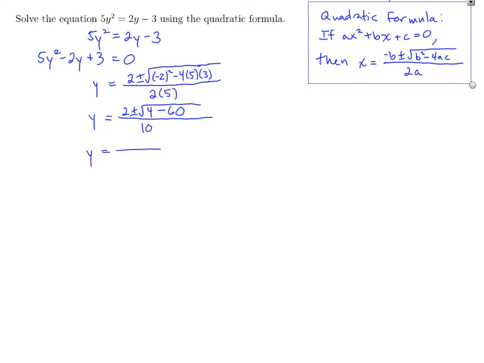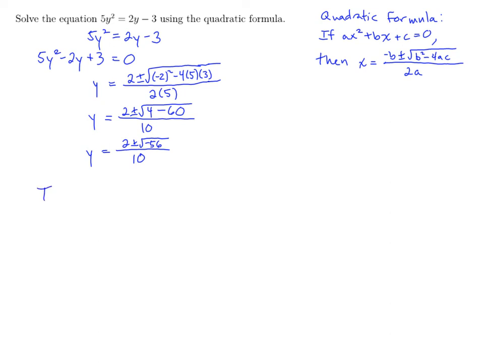We're going to have y equal to, and then in this numerator, we're going to have 2 plus or minus. And when we compute 4 minus 60, we're going to get negative 56. So we have 2 plus or minus the square root of negative 56, all divided by 10. Now, we know that the square root of negative 56 is not a real number, and so what this means is that there is no real solution to this equation.